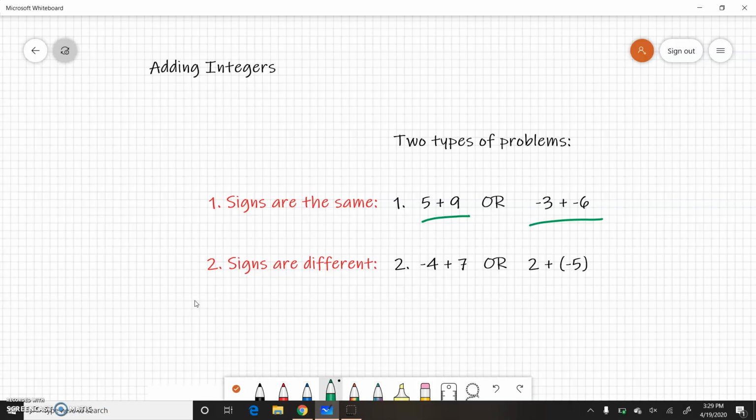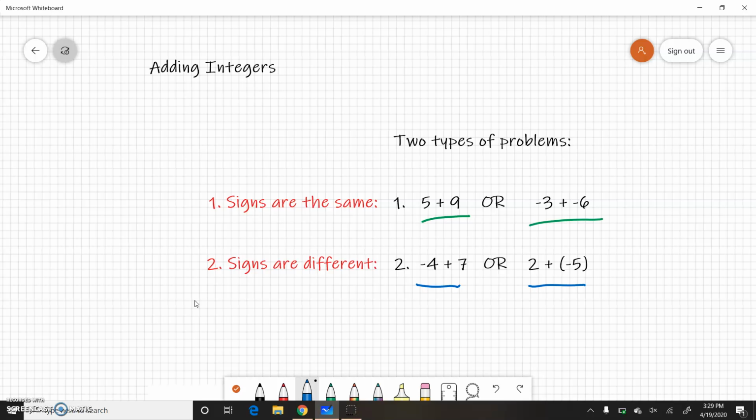The second type of problem you're going to have today is when the signs of your addends, or your numbers, are different. So a negative and a positive, or a positive and a negative. And on type 2, it doesn't matter if the positive or the negative comes first in your problem. You'll do it the same way, it doesn't matter.